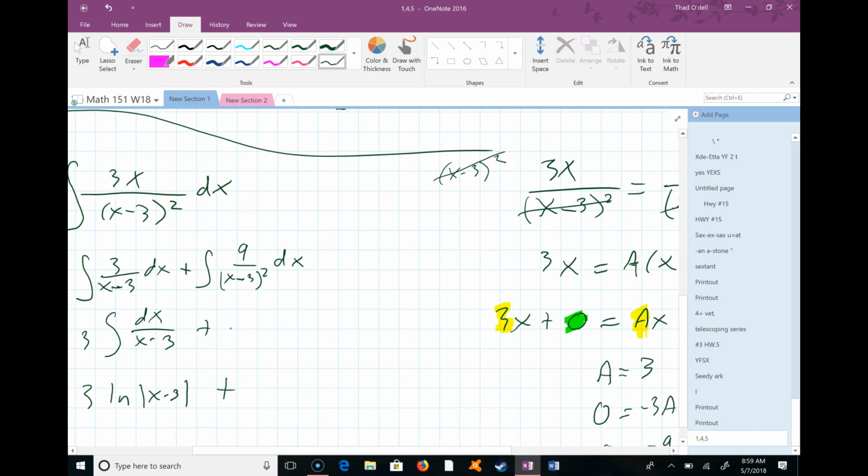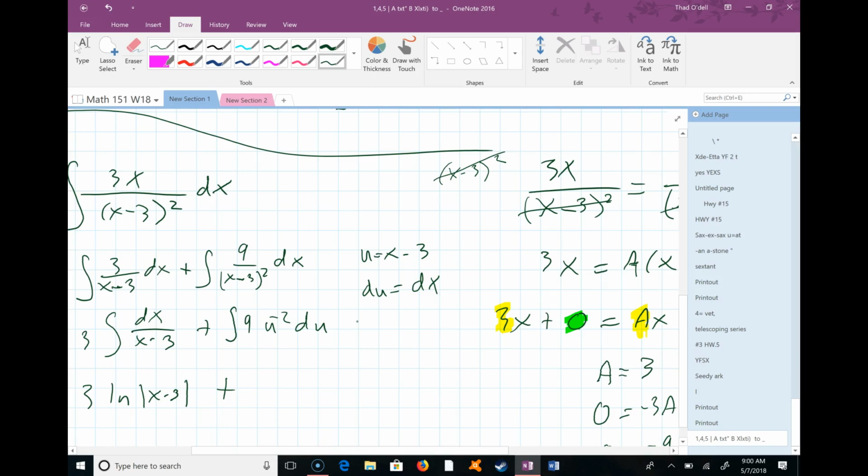Now this one, it's not quite as cooperative, is it? This is not a du over u. We all agree with that? We might have to pull out the u's to see this one. What if we let u equal x minus 3? Then du would be dx. So then we could rewrite this as 9u to the negative 2 du. Does that match up exactly?